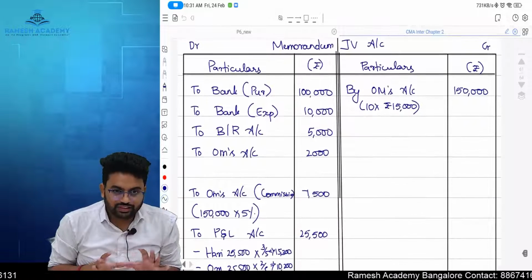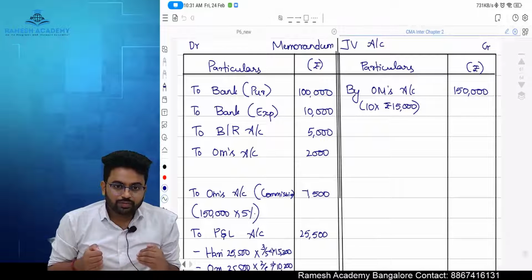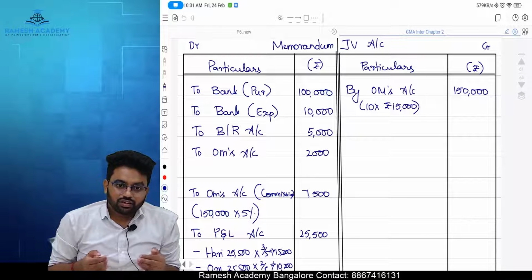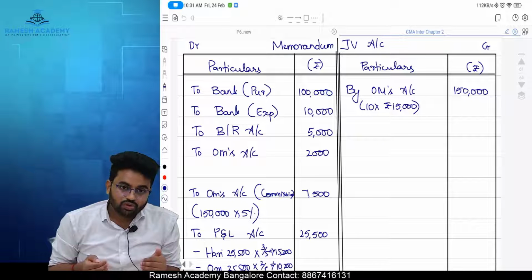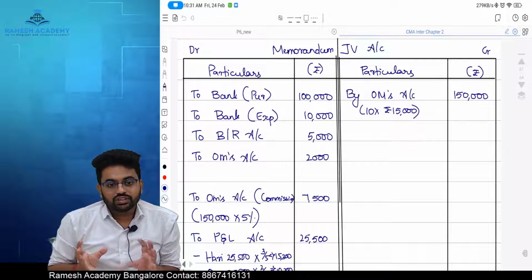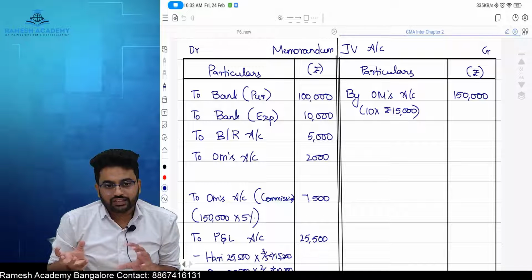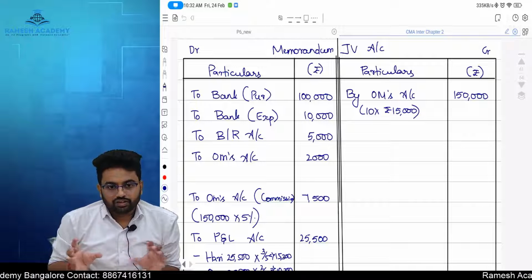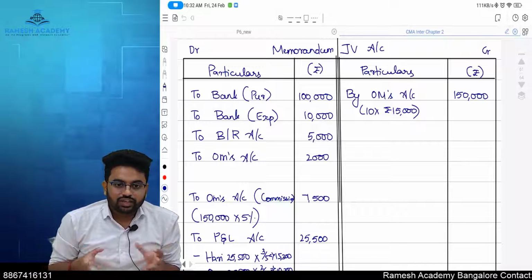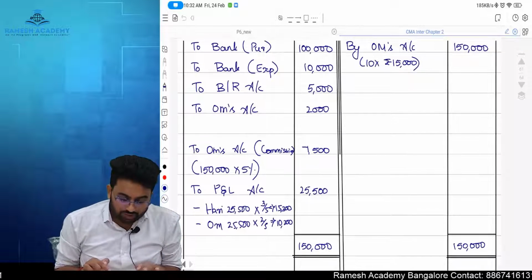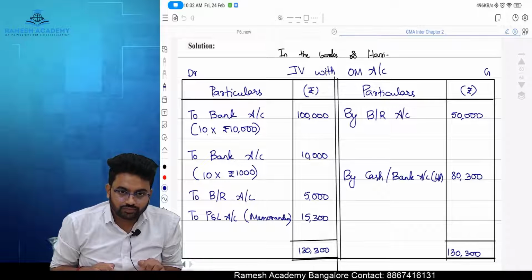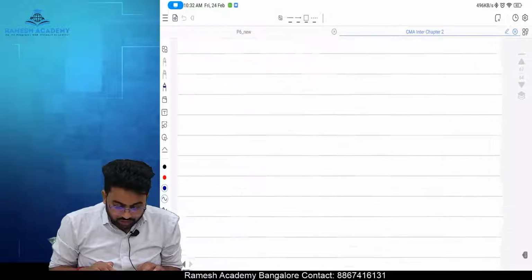How will the memorandum look, sir? Memorandum will look like this. See, whatever we paid, we are writing to bank, to bills receivable, that is expense, to our co-venturer. Okay, later whatever sales is received, our co-venturer is receiving or we are receiving. So by bank, if we receive, by co-venturer if our co-venturer receives. Finally profit will be there. This profit portion will be transferred to the joint venture. Okay, that's it.